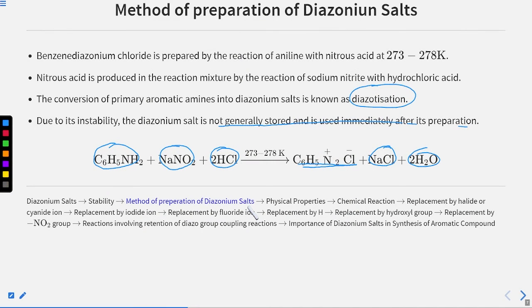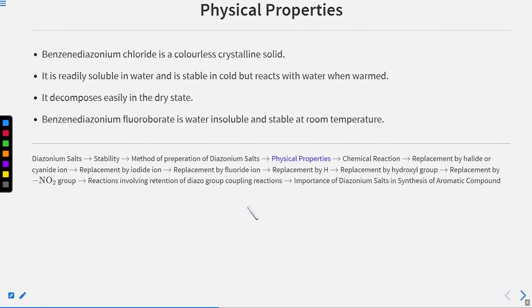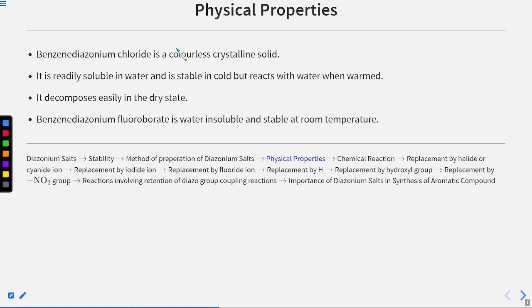Next, let's look at the physical properties of the diazonium salt. Benzene diazonium chlorides are colorless crystalline solids and they are readily soluble in water. The reason is very clear: it is ionic in nature and polar, so it will be readily soluble in water. But it is stable in cold, and reacts with water when warmed. If you warm it a little, the H2O will replace the N2 plus Cl minus and we will get a hydroxy group. We'll look at the reaction.